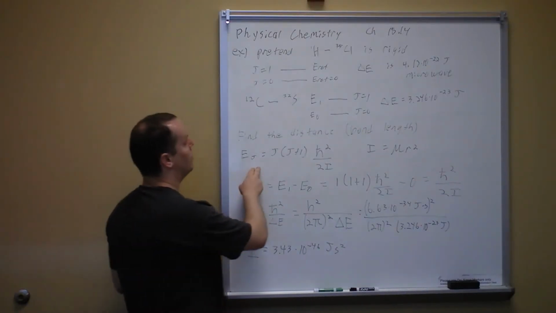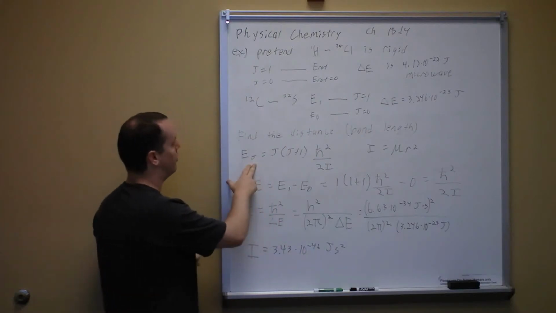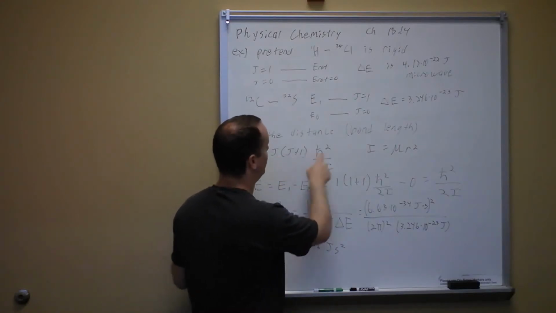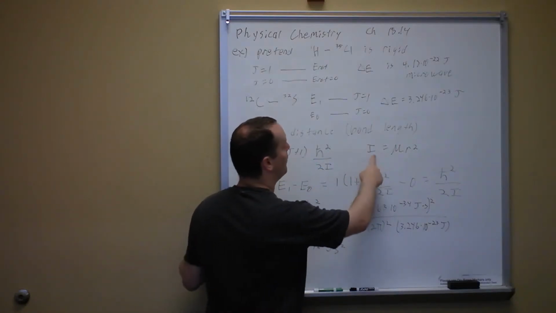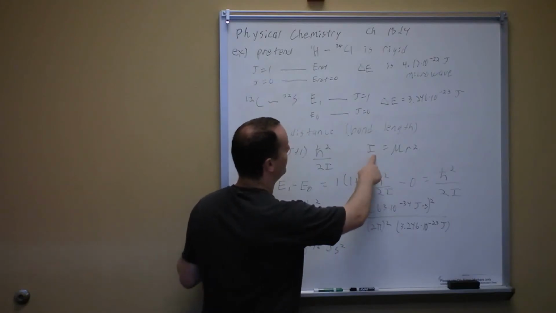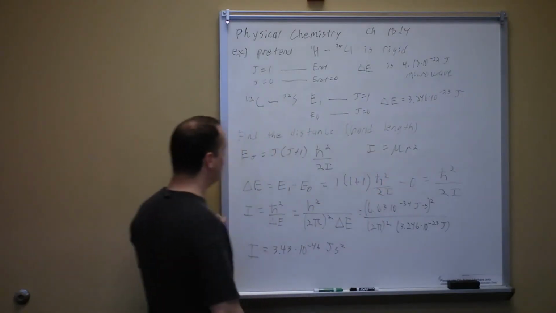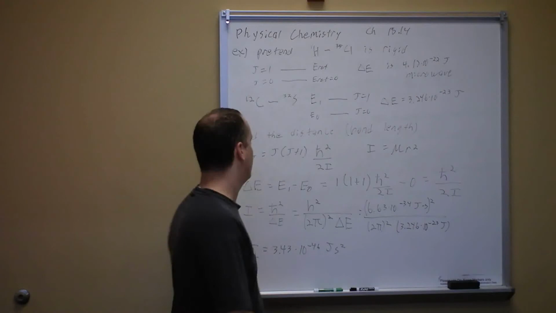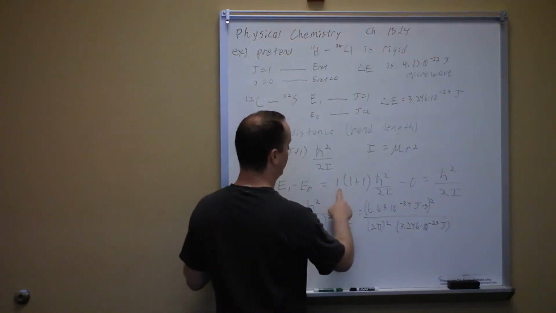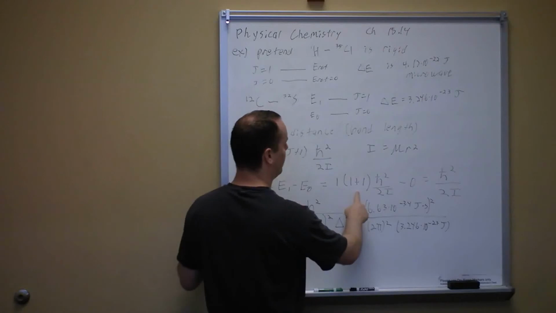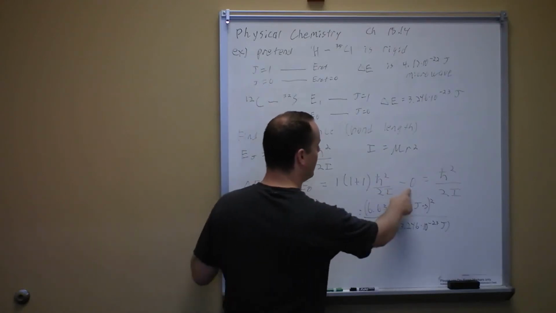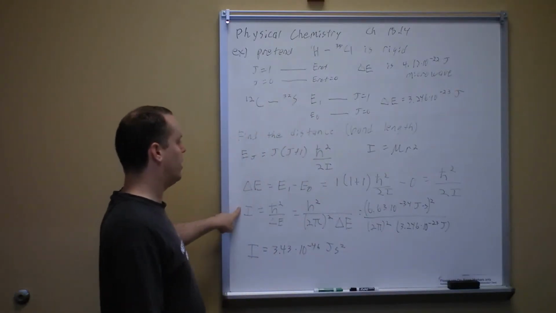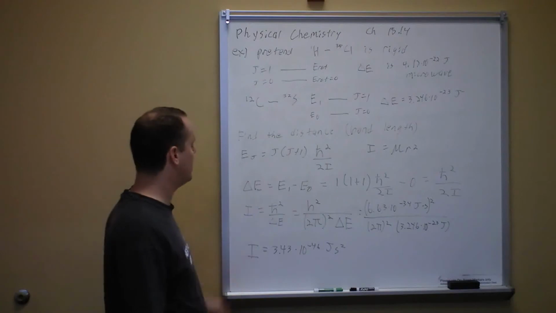So we need to apply some of the formulas we just learned. So we have energy for any level j is just j times j plus 1 times h bar squared over 2I. Remember, I is the moment of inertia, which is the reduced mass times r squared. And of course, delta E is just E1 minus E0. So we substitute in this formula, j equals 1, so 1 times 1 plus 1 times h bar squared over 2I minus 0. So that simplifies to just h bar squared over I. So then we solve that for I, and we get h bar squared over delta E.